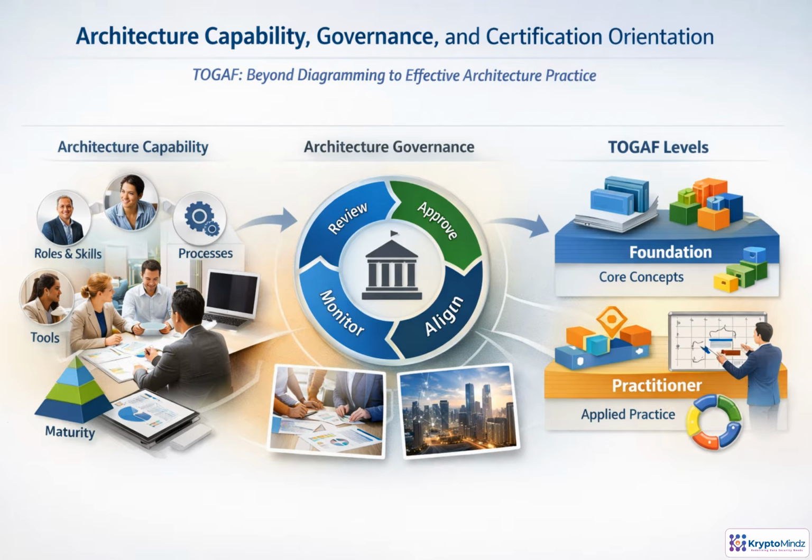A mature architecture practice needs more than methods and models. It needs capability, defined roles, skilled people, repeatable processes, usable tools, and a way to improve maturity over time. Governance turns that capability into trusted decisions. Architecture choices are reviewed, approved, monitored, and kept aligned with standards and business priorities.